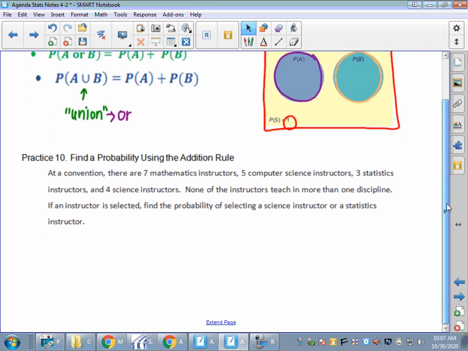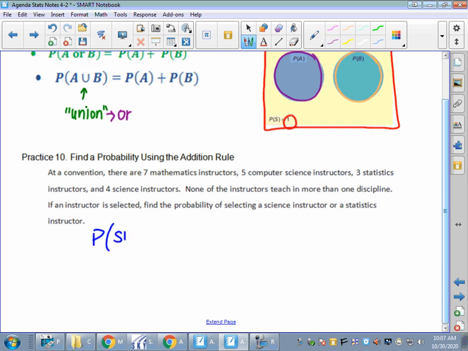So practice 10 says, at a convention, there are 7 math instructors, 5 computer science instructors, 3 statistics instructors, and 4 science instructors. This is a very techie convention. None of the instructors teach in more than one discipline, so a stats teacher cannot teach computer science in this particular case. If one instructor is selected, find the probability of selecting a science instructor or a stats instructor. So the probability of science, can't spell science, or stats, right? That's really what it's asking if we're going to put that into our stats symbols.